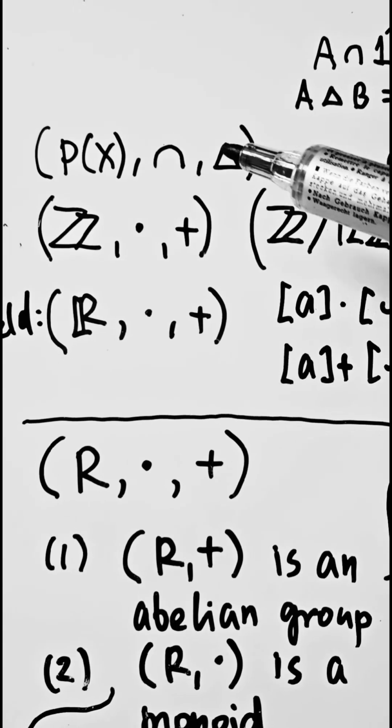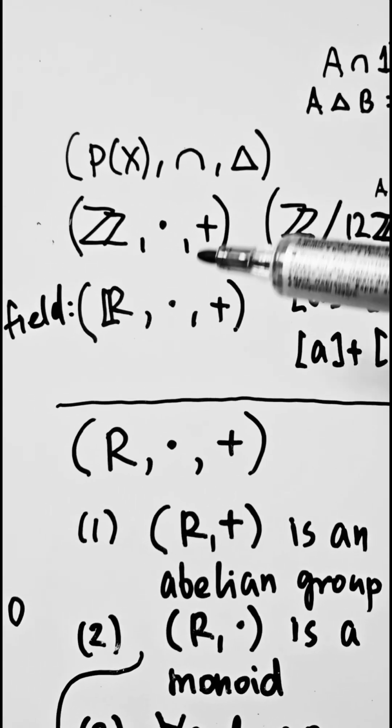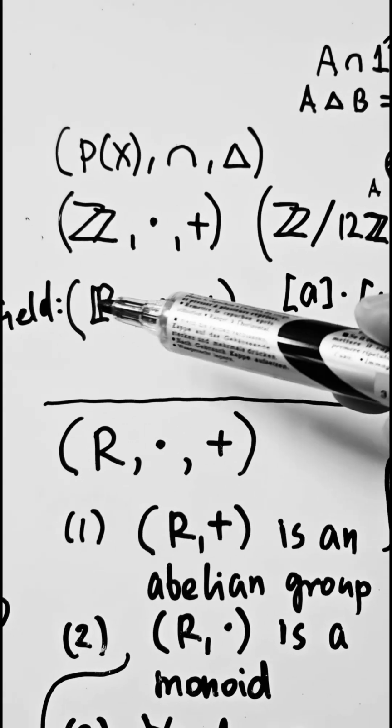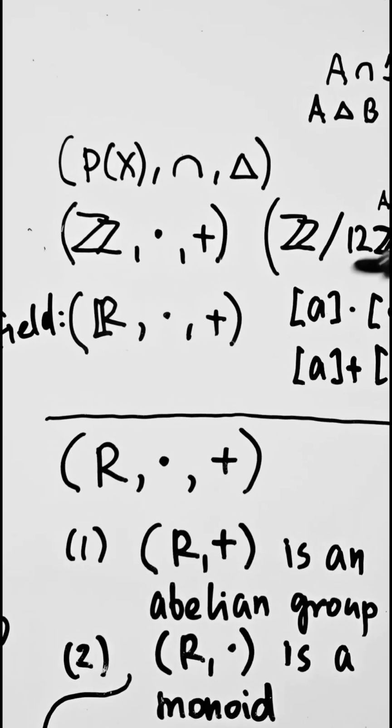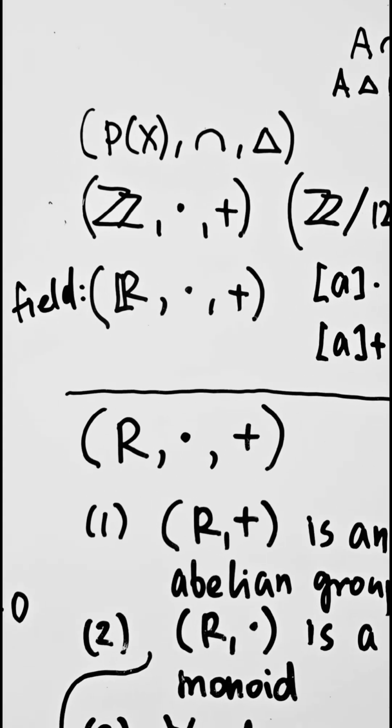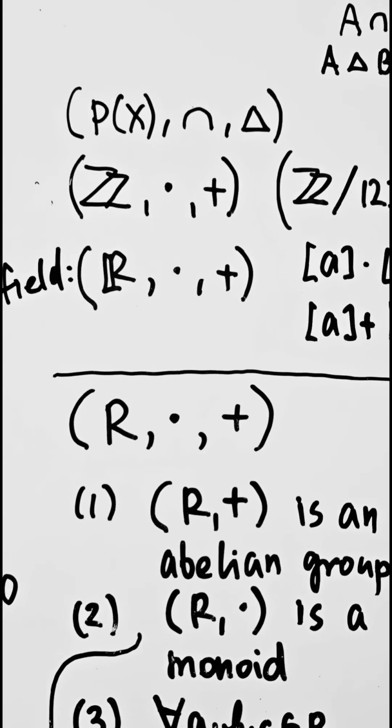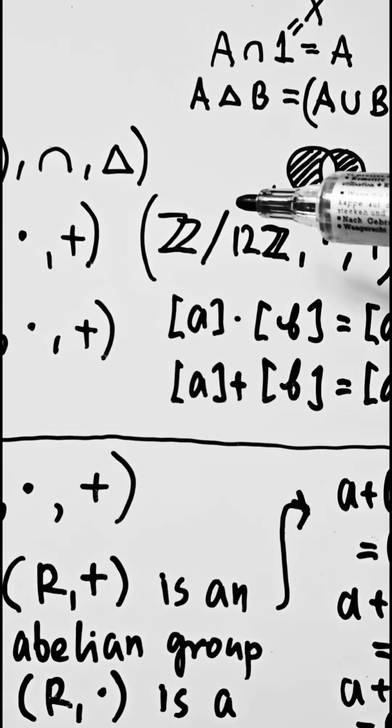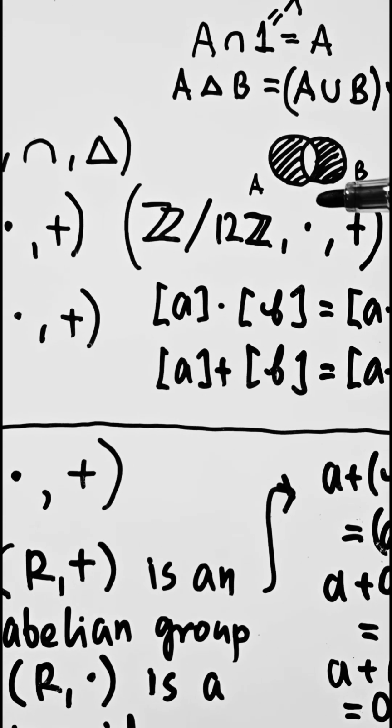In conclusion, among the 3 examples of rings we considered, only one of them was a field: real numbers with usual multiplication and addition. Other examples of fields include complex numbers, where again we take usual multiplication and addition, and also integers modulo n, where n is a prime number.